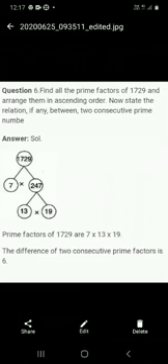1729 is factorized as 7 into 247. 247 is further divided as 13 into 19. So the prime factors of 1729 are 7 into 13 into 19. The difference of two consecutive prime factors is 6. Do you understand? In each there is a difference of 6. You understand all the sums very clearly.